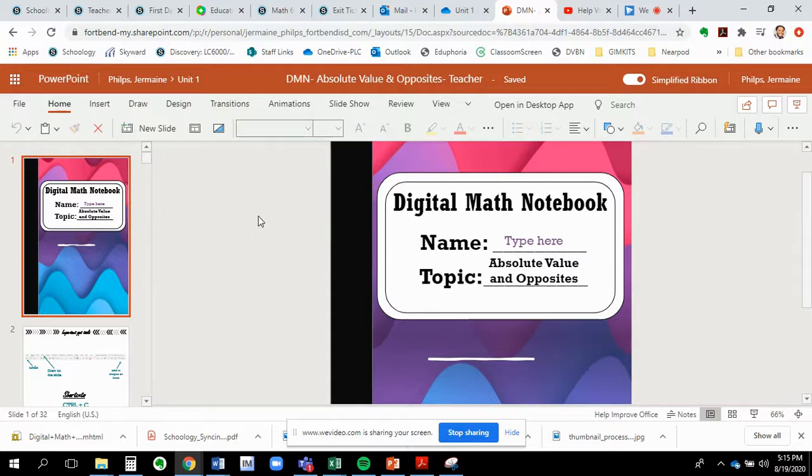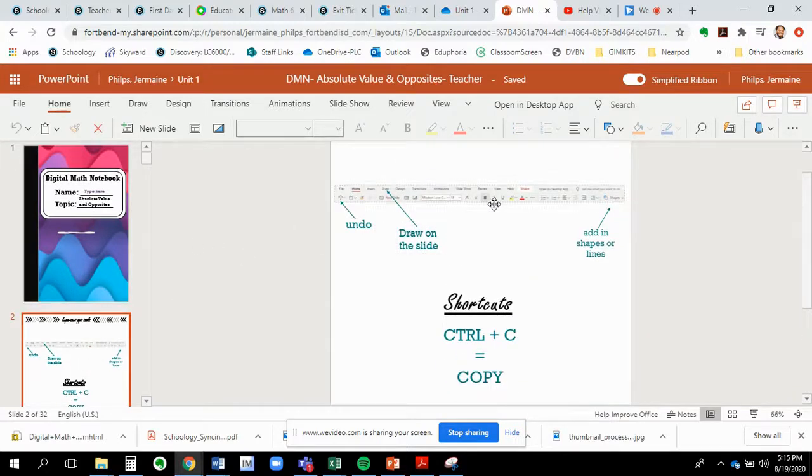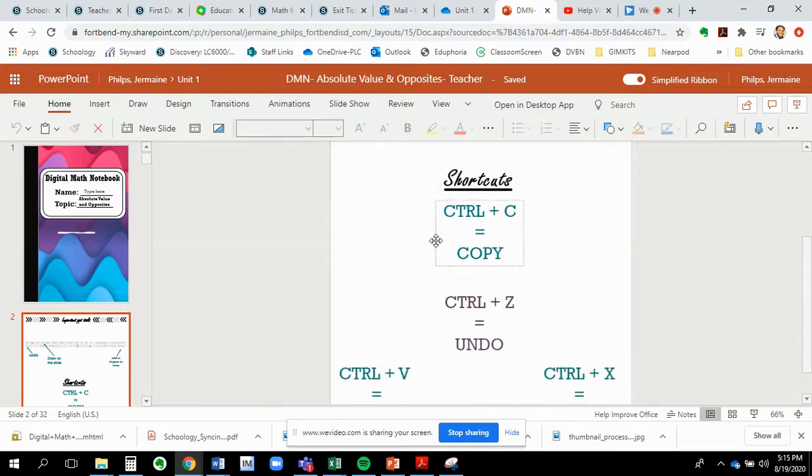So everyone should have the digital math notebook labeled absolute value and opposites. This is located in Schoology under Unit 1, which started August 19th, which is today. Okay. All right. Our second slide, once again, just talks about some of our shortcuts and tools to use when it comes to undoing a mistake if something happens, drawing, adding shapes, or whatever we need to do, as well as our quick key shortcuts.